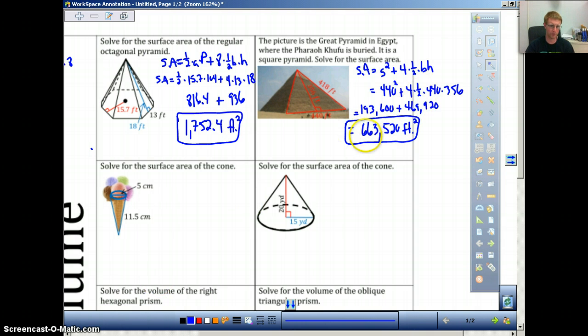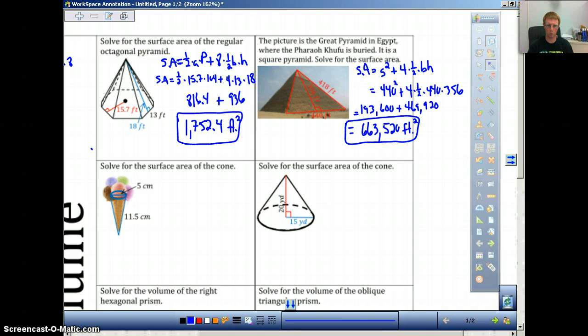Okay, so I got a total of 663,520 feet squared. Again, what I did was the area of the base there is going to be 440 squared. Okay, you have the area of the four faces is going to be 4 faces times 1/2 times 440 is our base, 356 is our height, so we plug those in. So you get this total when you add them up.